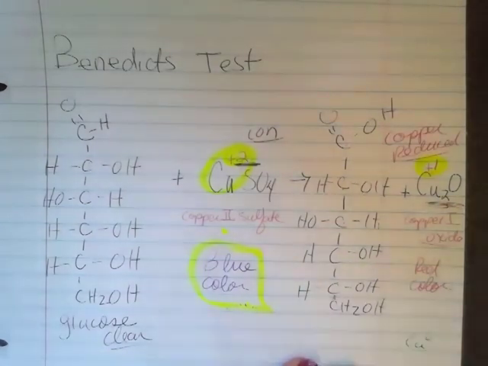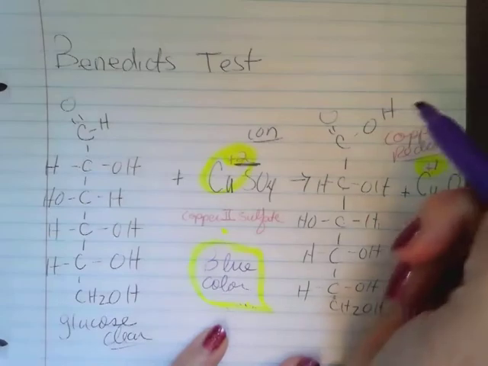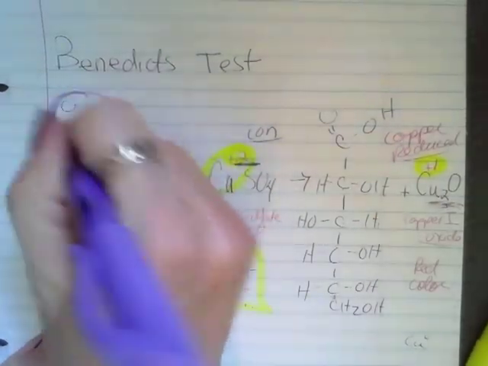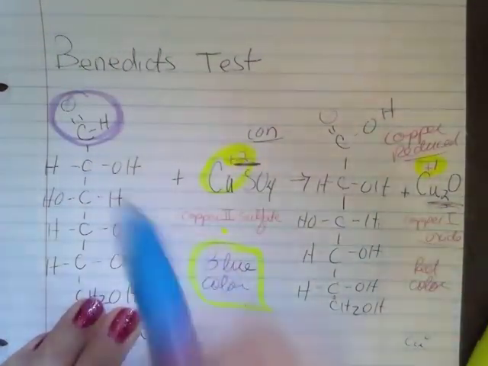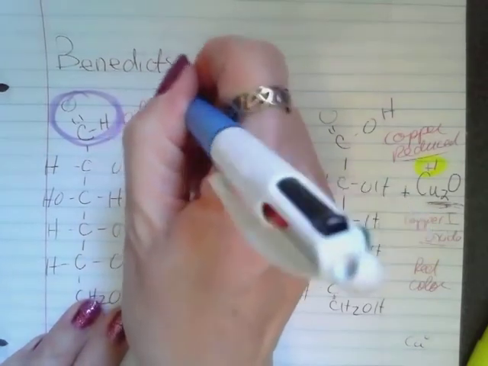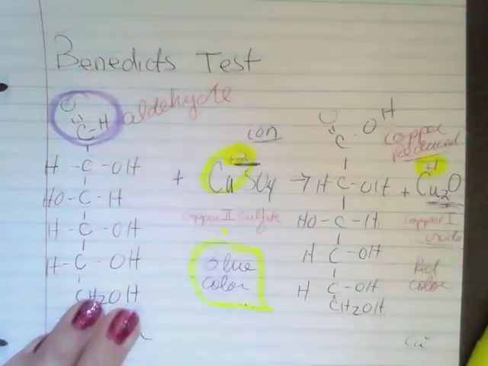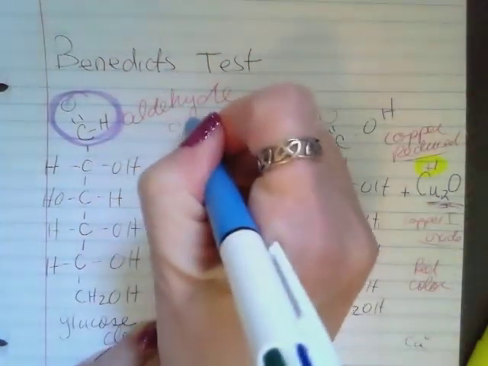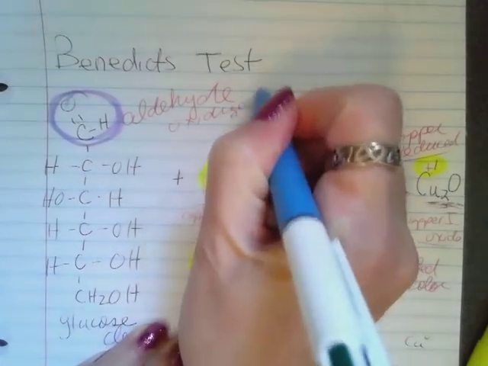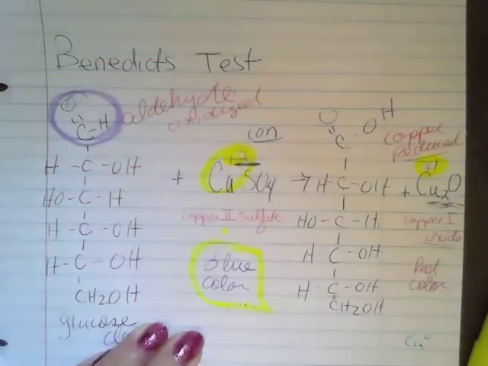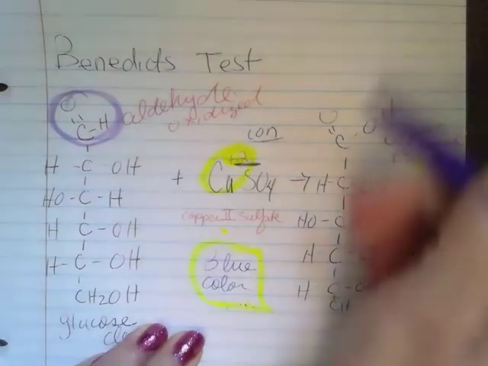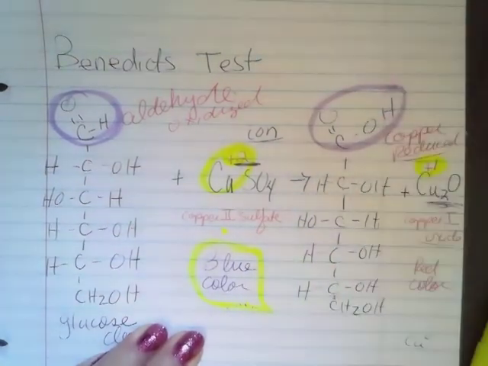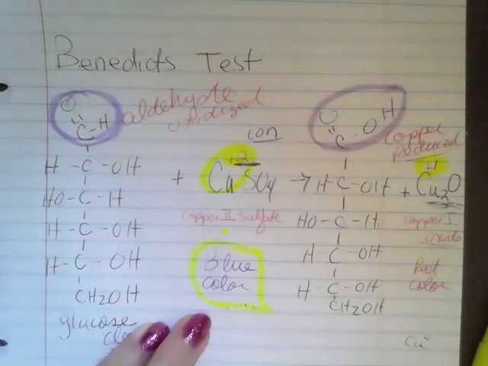Likewise, what had to happen in order to reduce the copper? This aldehyde right here, so this is an aldehyde functional group, that aldehyde had to get oxidized. And it got oxidized to this carboxylic acid functional group.